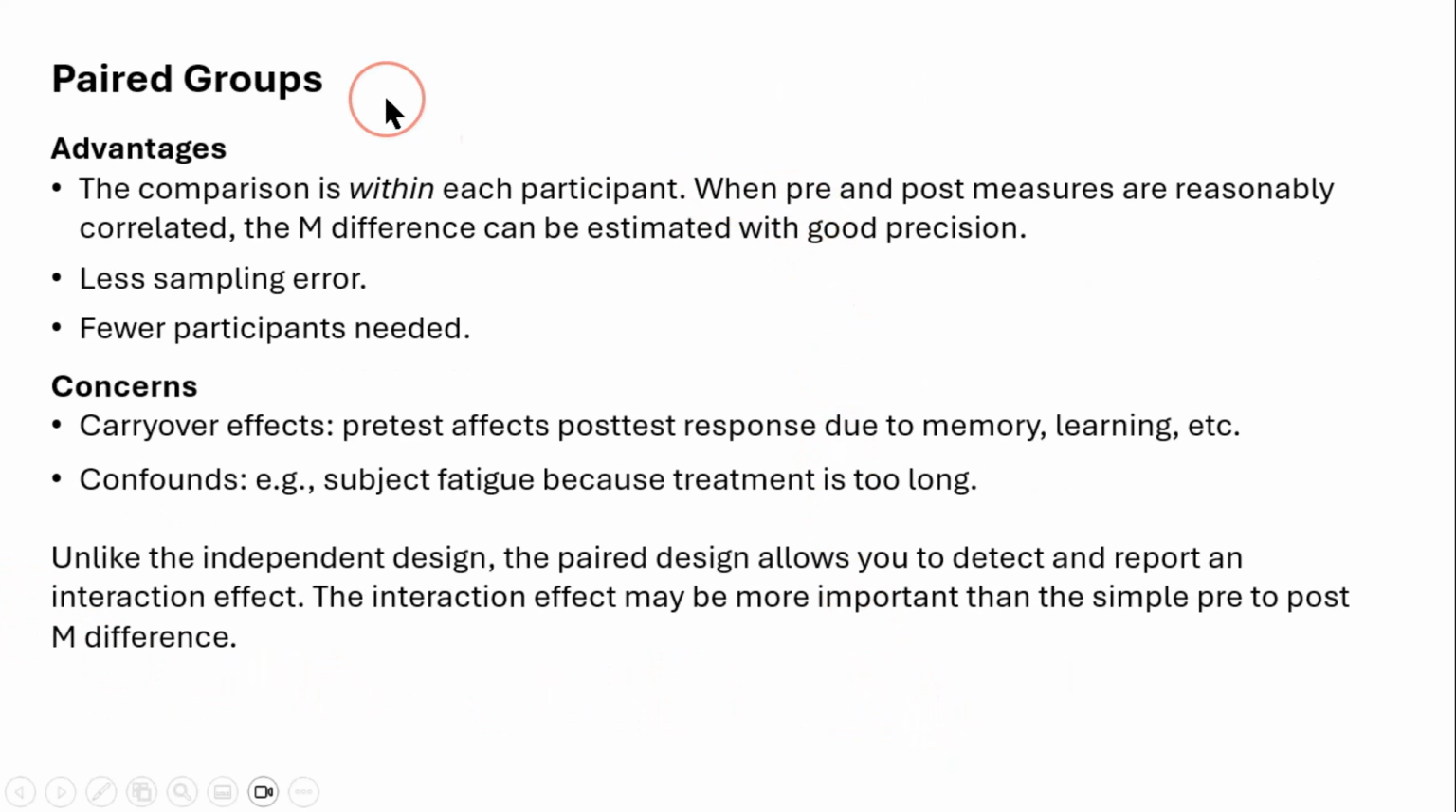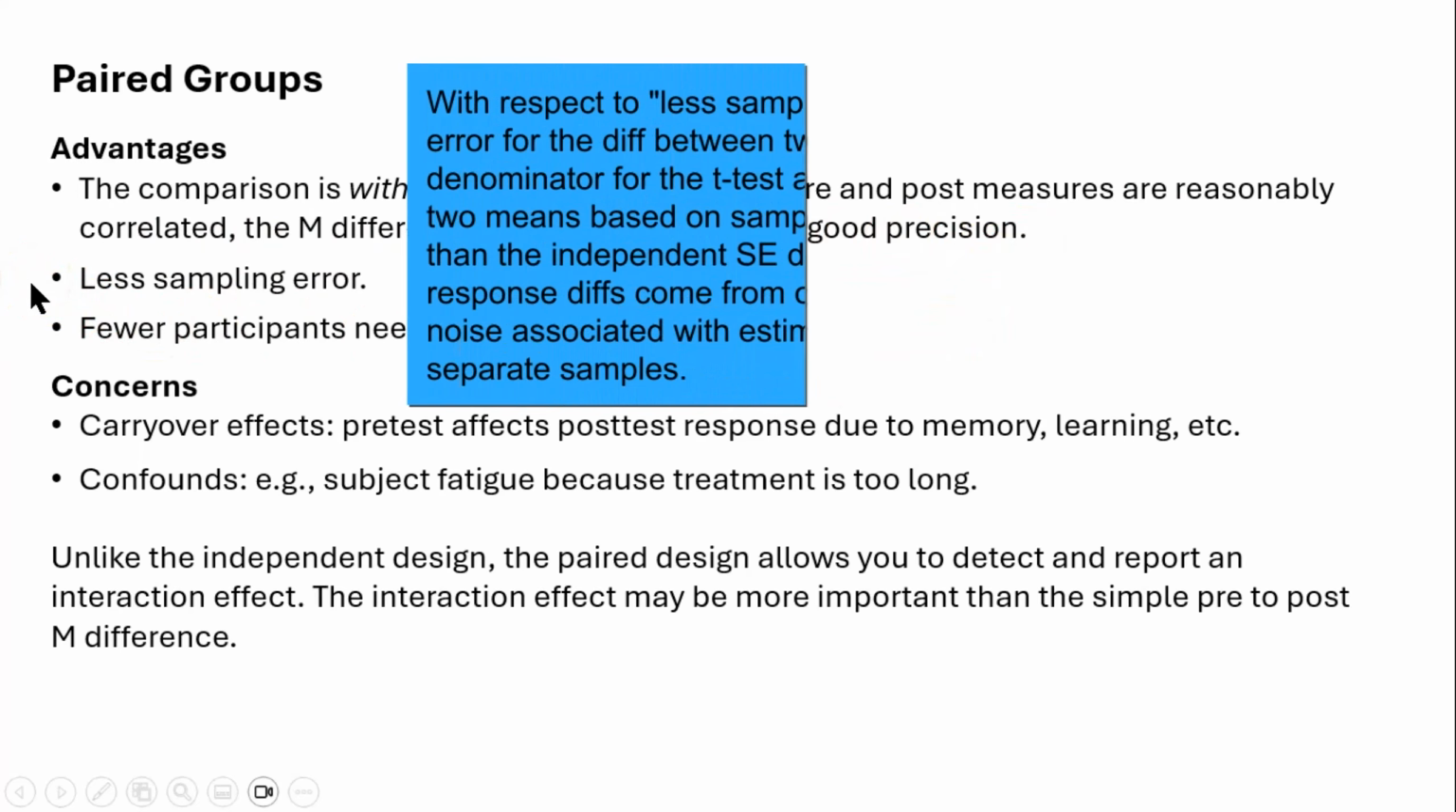Let's look at the paired groups design. Some advantages and disadvantages for those. First of all, an advantage is that the comparison is within each participant. Like we saw on that graph, you can get an idea exactly how each participant is responding, pre to post, for example, because you have the same people doing that. So when the pre and post measures are reasonably correlated with one another, that mean difference can be estimated with good precision. And because there's only one group there and not two, we have less sampling error.